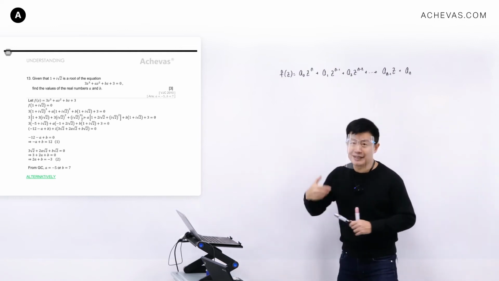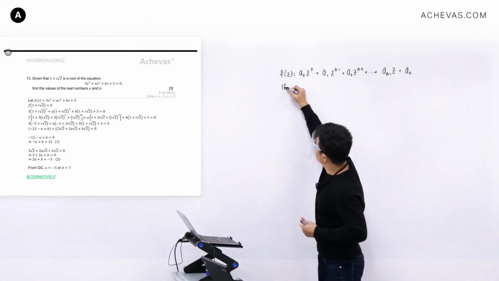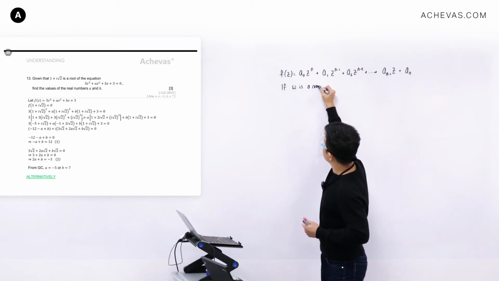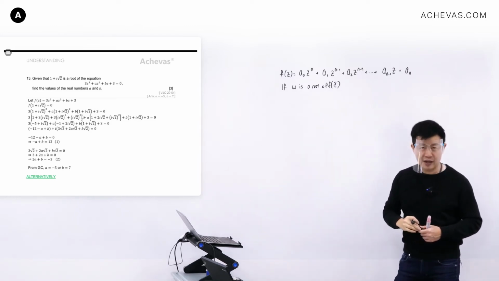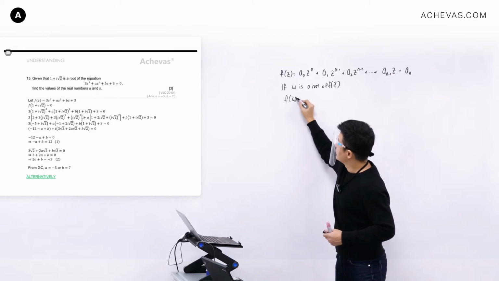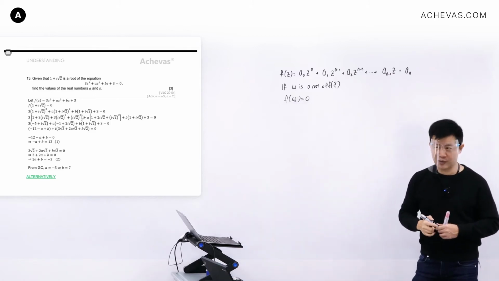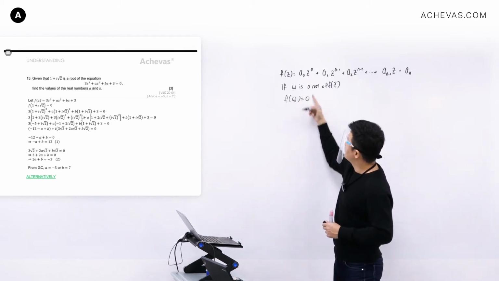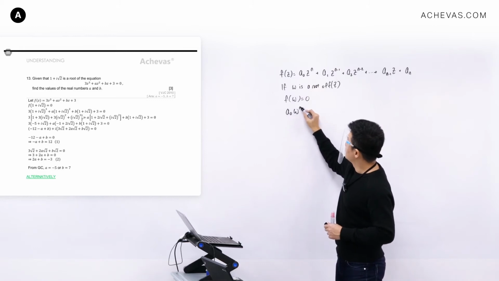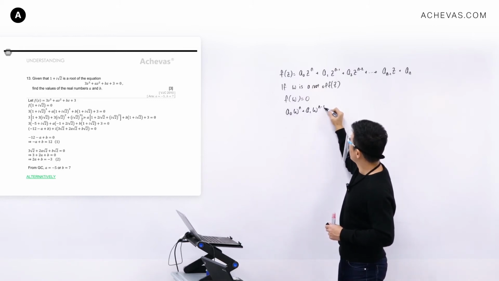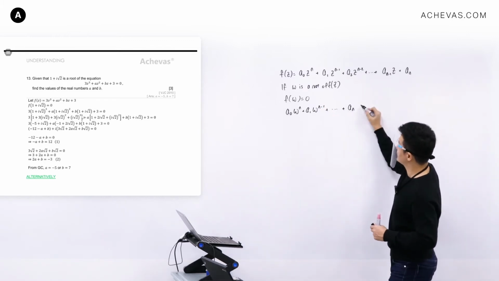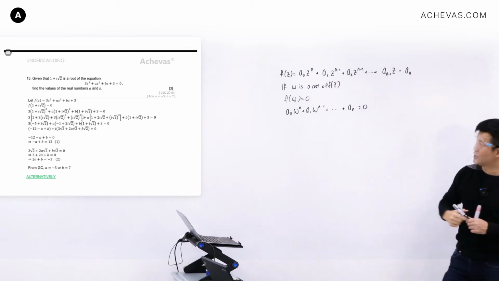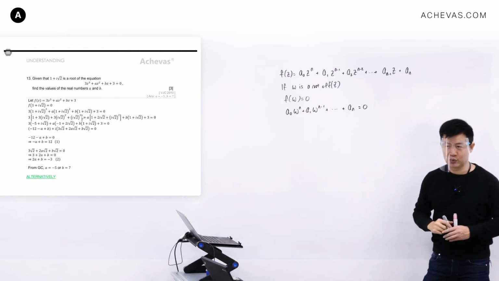And if I were to tell you that w is a root of f(z), I know that f(w) is equal to 0. Okay, right? But this is still using what we have learned in our secondary school. Then if f(w) is equal to 0, then a0 w to the power of n, a1 w to the power of n minus 1, all the way until the very last term, which is an, the term that is independent of z, this will be equal to 0. I just simply replace all the z by w.